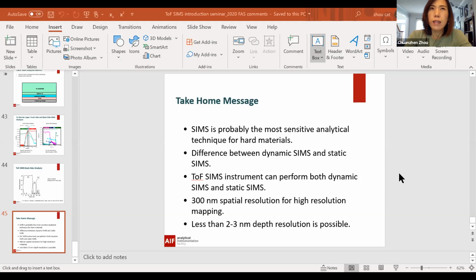Yes, we have 3 different settings: 1 keV, 3 keV, and 10 keV. What I can see is that with a higher energy, you get a better beam spot size or resolution in X and Y. So you get a sharp crater edge, and probably a flatter bottom or less roughness. But with higher energy, you also sputter much faster, and you get a poorer depth resolution compared to the lower energy. Are you doing the same materials using different energy and getting a different roughness?